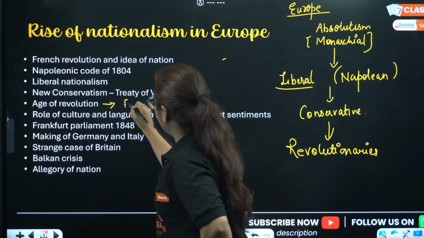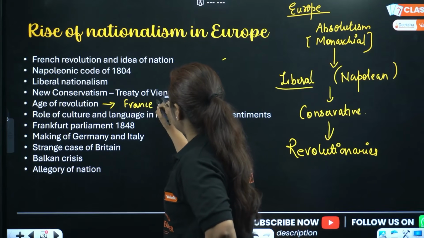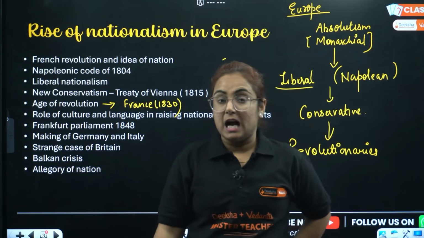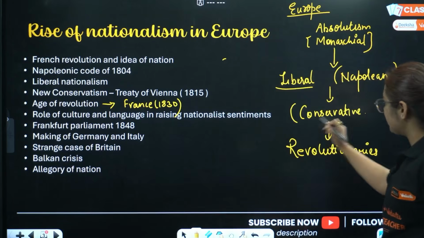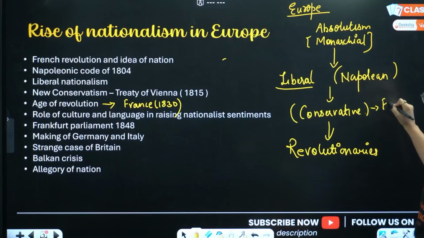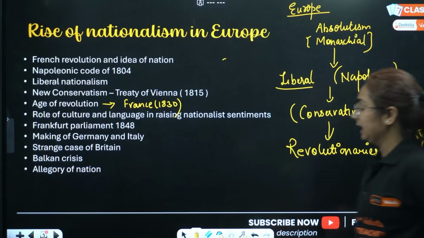We saw that the first revolution started in France in 1830, in the month of July. What happened? Conservatives again came into the picture. In the Treaty of Vienna, France was given back to the Bourbon dynasty. Bourbon dynasty means again monarchy, right?